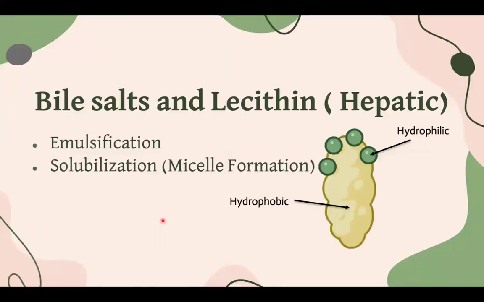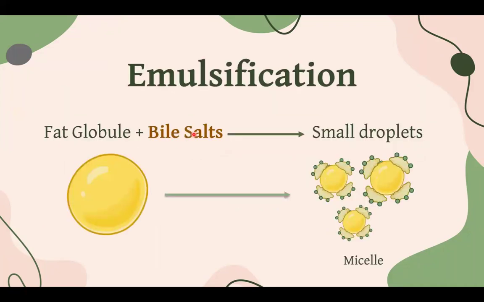Okay. So bile salts, this is basically what it looks like. You have this green part that is hydrophilic and the yellow part is hydrophobic, okay? And they do two things, emulsification and solubilization. Let's see what emulsification is. Now you have this fat globule that you get from your food. The bile salts act on it and make it into smaller droplets, okay? And then they attach themselves on the surface like this. Now you have bile salts on the outside and the lipid on the inside. This whole structure is called a micelle, okay? It stabilizes the smaller droplets.